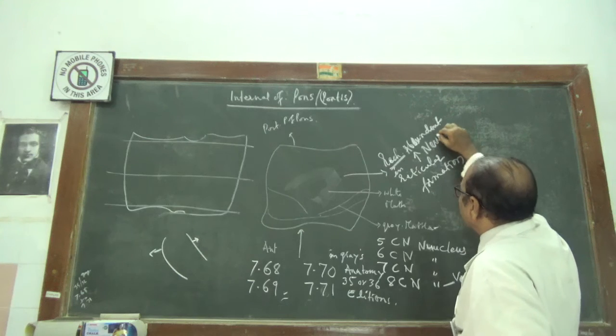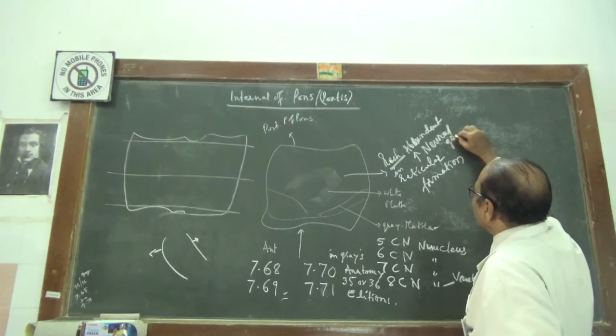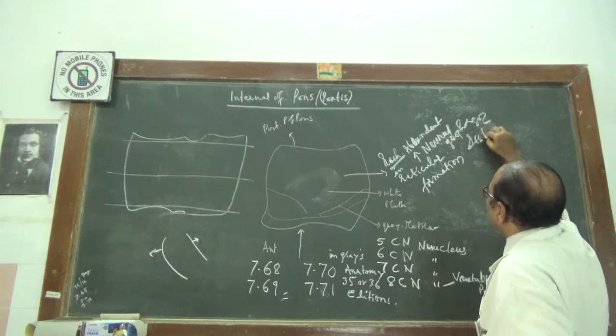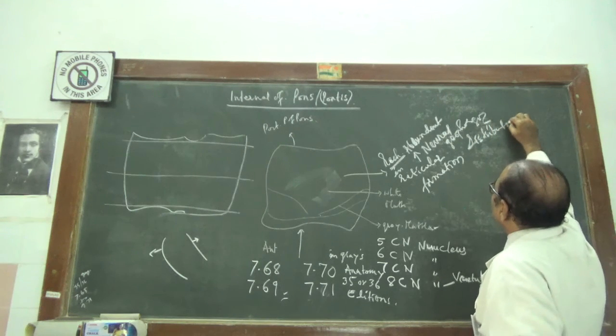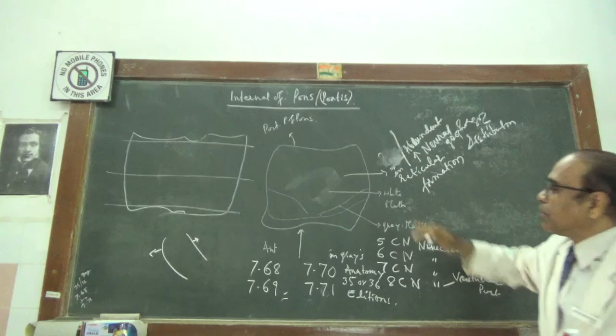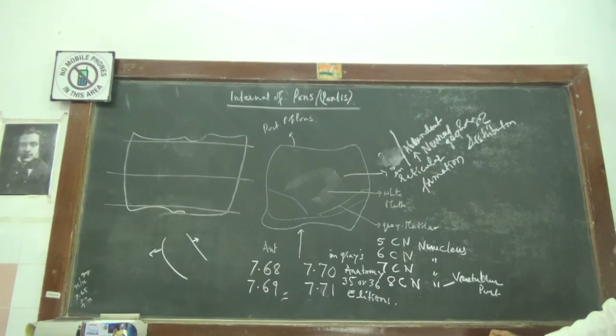Neuronal geographic distribution, you will get. So this thing will be there internal of the pons. So after having had this internal, with having all these things, you have to go to the blood supply.